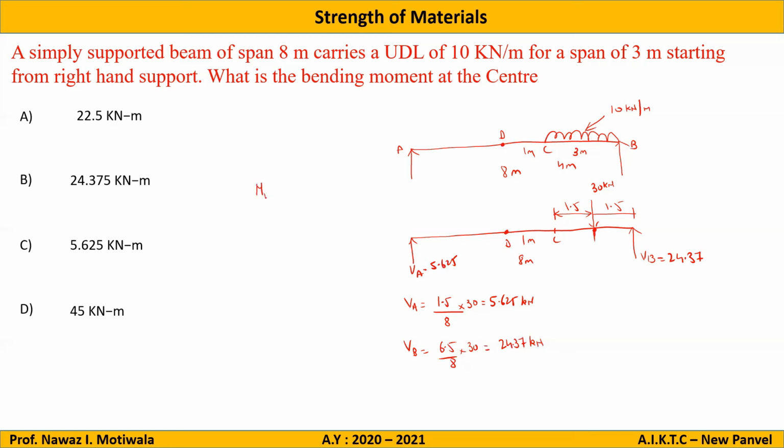So I will write moment at B is equal to 5.625 multiplied by distance from point B, which is 4. So into 4, I will get the answer as 22.5 kilonewton meter. You can also take the moment of all forces on the right side, but there will be two forces. So to save time, I have taken the left hand side. So the answer is A.